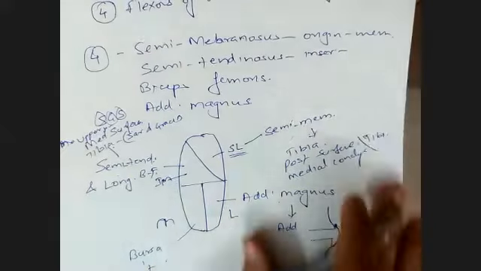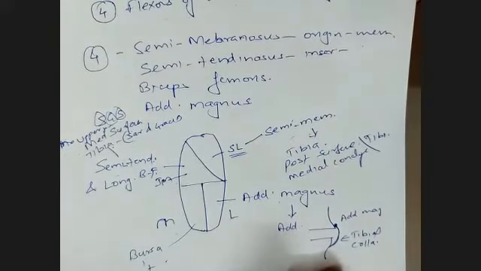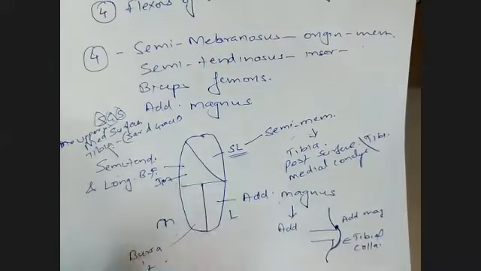The nerve supply of all of these muscles is by the tibial part of the sciatic nerve.